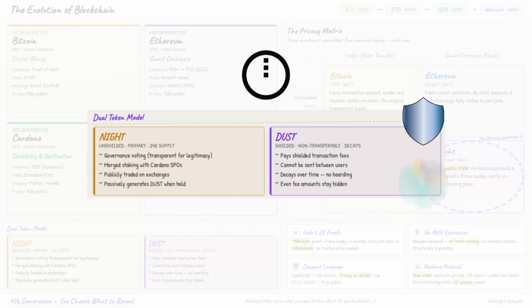Dust is shielded. It's private. It's non-transferable. You literally cannot send it to another person, and it decays over time. If you don't use it, it slowly evaporates. What is Dust for? It pays transaction fees, and because Dust is shielded, even the fee amounts are hidden.